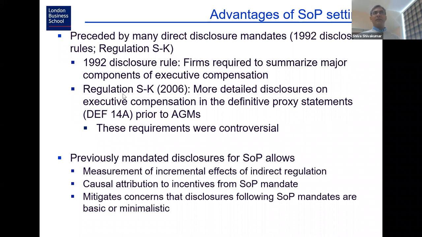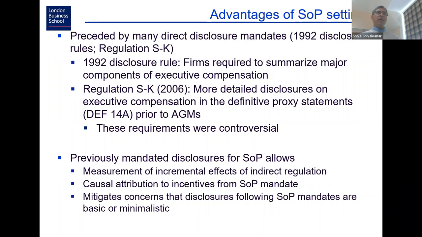Then in 2006, the SEC came and enhanced these disclosure requirements, because before 2006, in the early 2000s, there was a lot of financial misreporting and fraud that had happened, which media as well as academics had attributed to the wrong kind of incentives that were created by the compensation packages for the CEOs and senior executives. So the SEC had to be seen as taking some action on executive compensation.